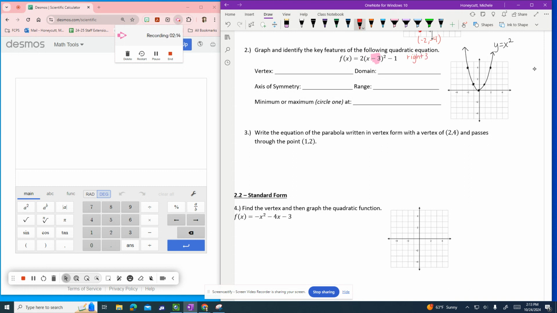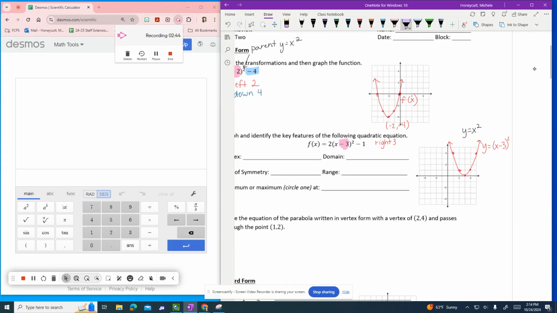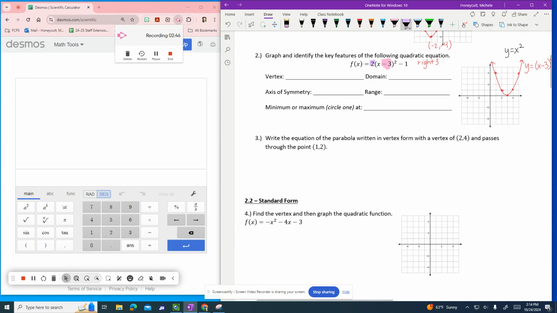So the vertex goes to the right 3 units. The point at 1, 1 goes to the right 3 units. The point at negative 1, 1 goes to the right 3, and then the other points go to the right 3 units as well. So now this is not the final graph, but this is the parent function shifted to the right 3, which is the equation y equals x minus 3 squared.